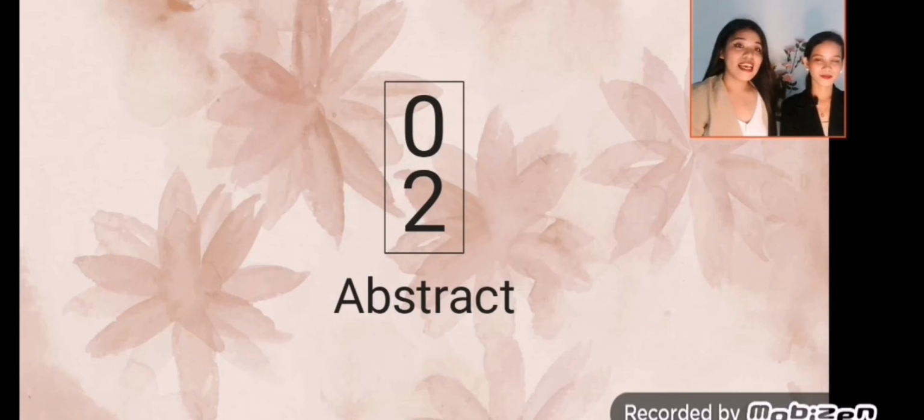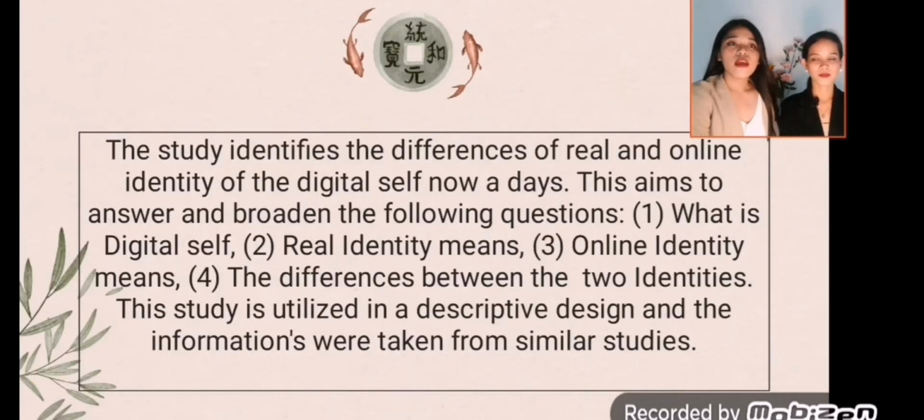The second one is the abstract. The study identifies the differences between real and online identity of the digital self nowadays. This aims to answer and broaden the following questions. What is the digital self? What does real identity mean? What does online identity mean? And what are the differences between the two identities? This study utilized a descriptive design, and the information was taken from similar studies.